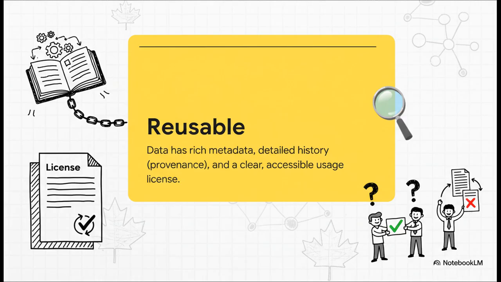And that brings us to the last letter, R for reusable. For your data to really be reusable by someone else, it needs a ton of context. We're talking about things like rich metadata, which is just data about your data, and provenance, which is its history. And critically, it needs a clear license. This is like knowing the library's rules for photocopying a book. Without that license, other researchers are just left guessing if they can legally and ethically build upon your incredible work.